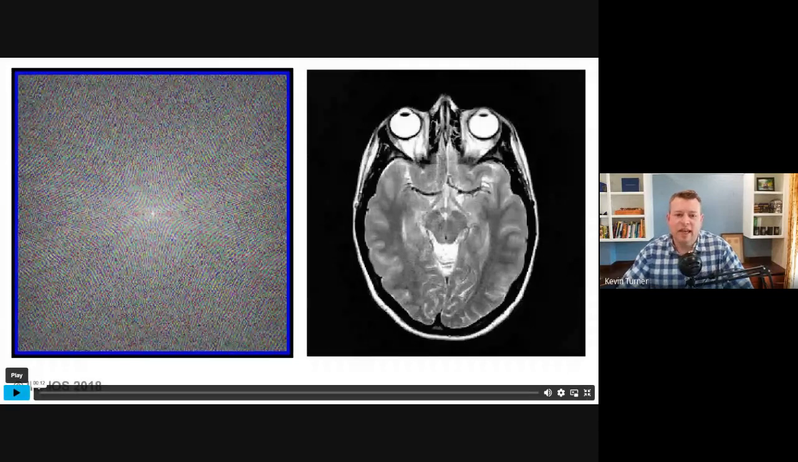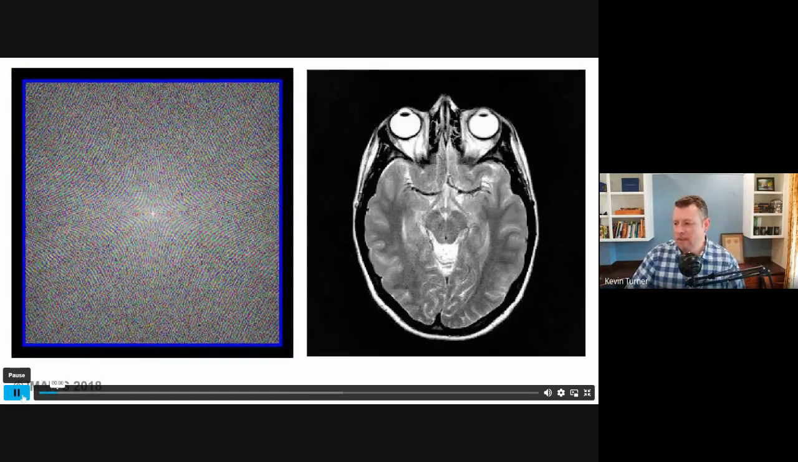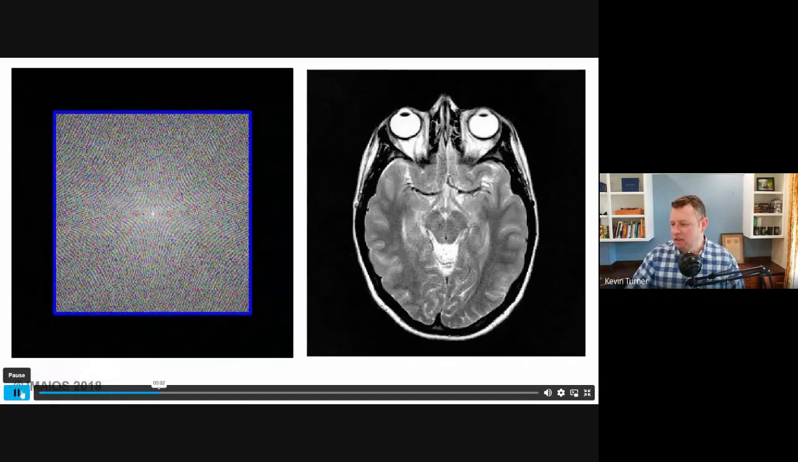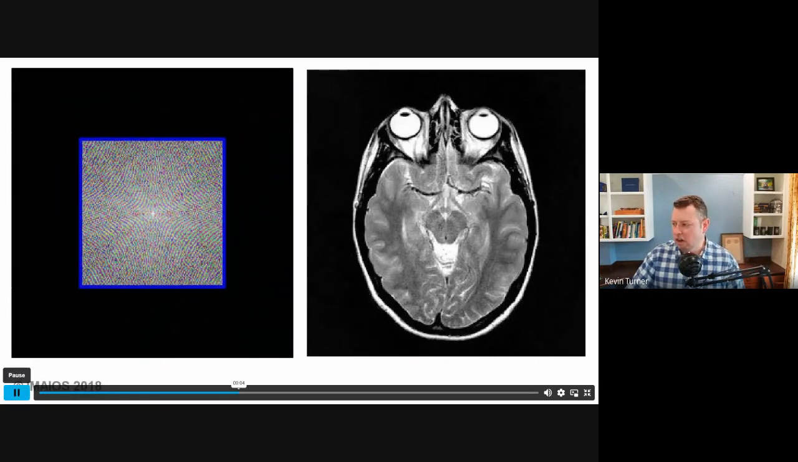So when we say the center of K-space gives us contrast and SNR, this is what we mean. In this video, we're going to see what happens when we take away the outside of K-space, and we're left with only the center information. As we take away the outside of K-space in the image, we start to lose the resolution, or the sharp lines.